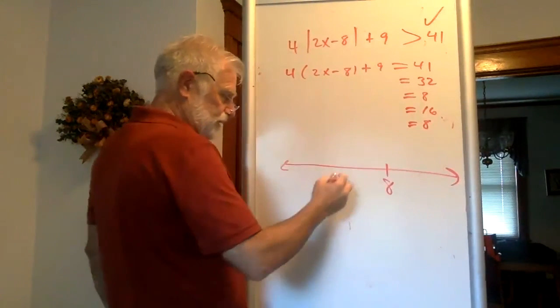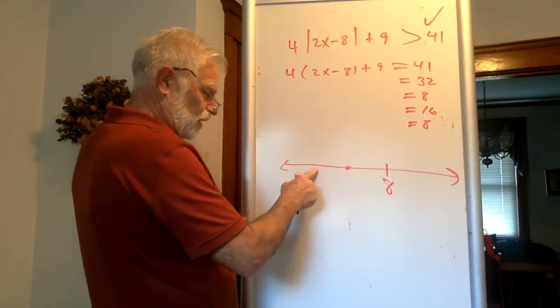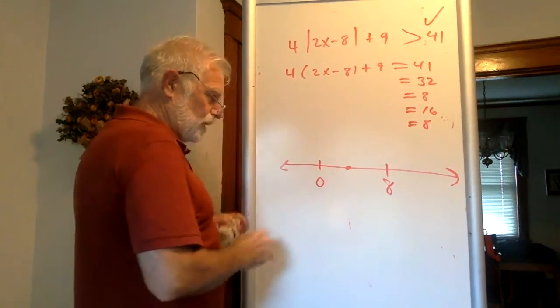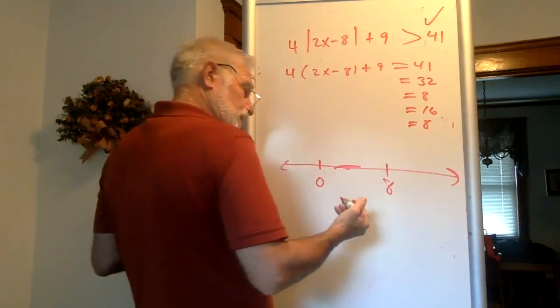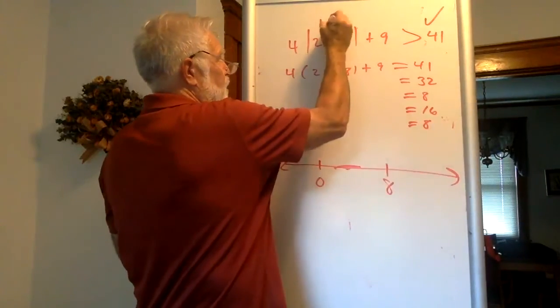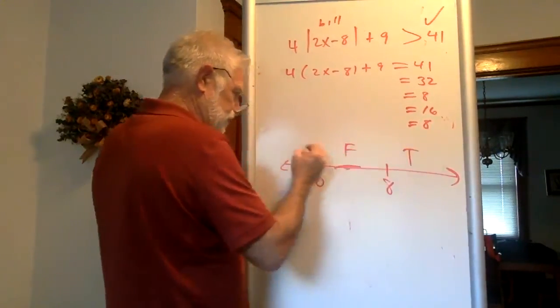I know this is centered at 4. So this has to be 4 less than 4. So the other root is 0, right? And I'll just cover that in. So now I'm going to look for some numbers that are bigger than 8 billion. If I put a billion in here, I think we can see that that's greater than 41. So that's true, that's false, that's true.